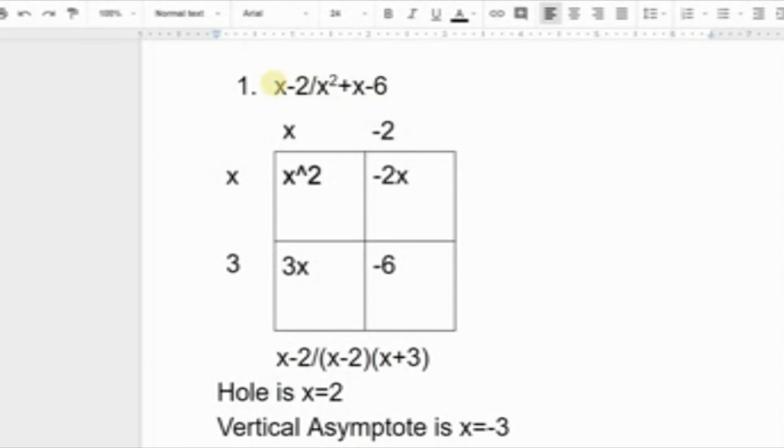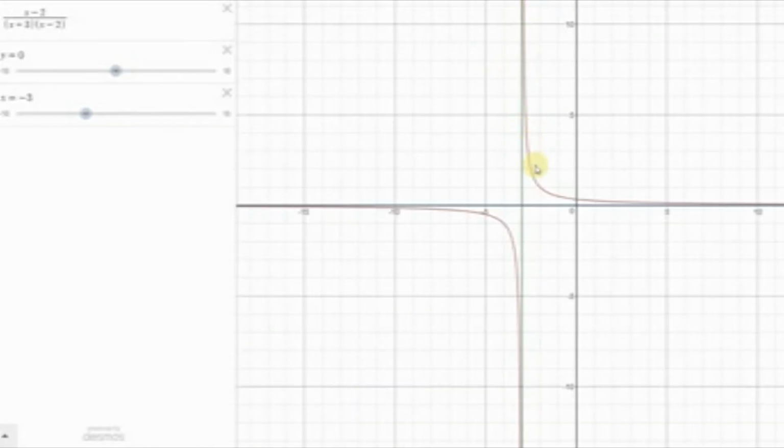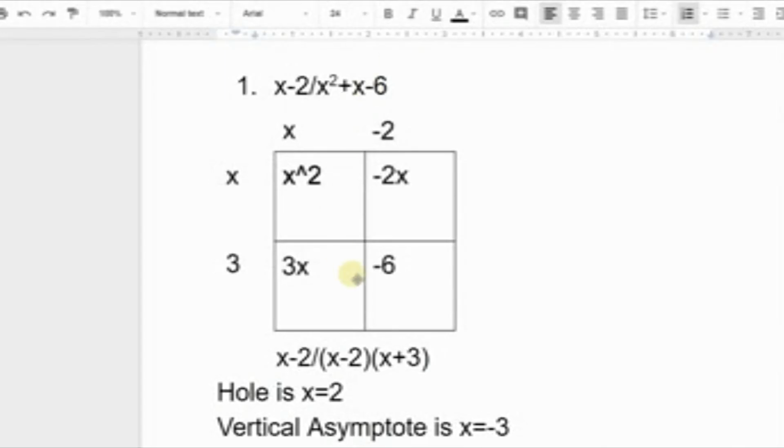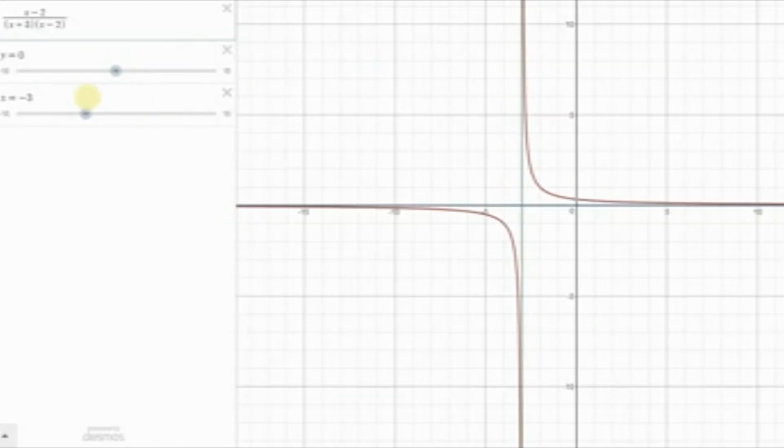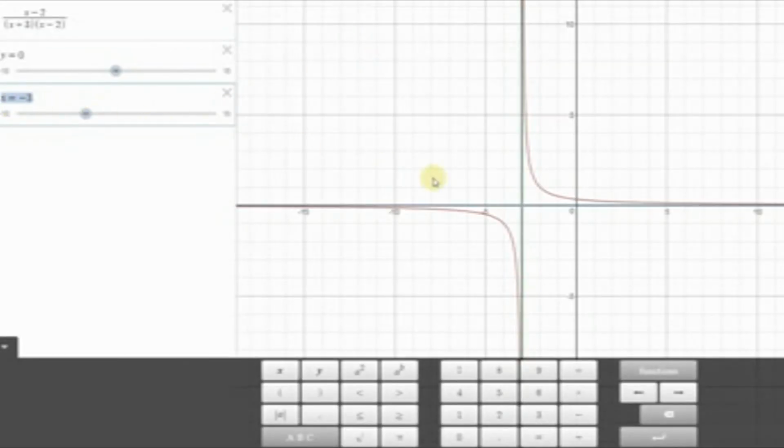Now we're going to check the discontinuities that we got. For number 1, the hole was at 2. So on Desmos, I will check at x equals 2, and it is undefined. Now, the vertical asymptote is at x equals -3. Here it is x equals -3, and it is this green line going straight up and down.